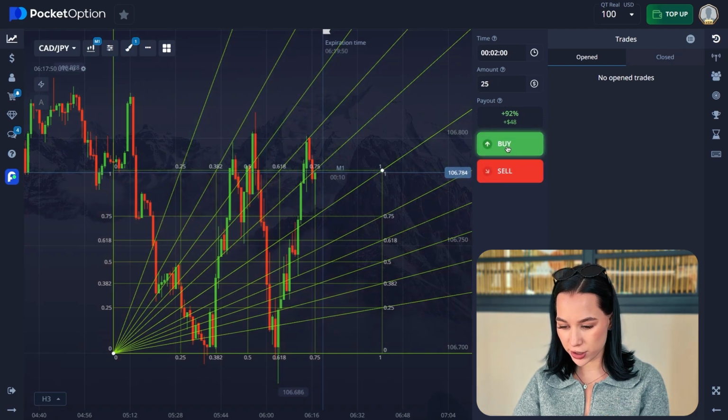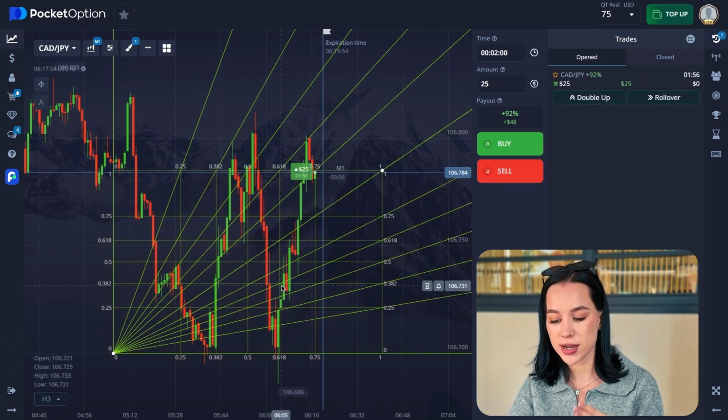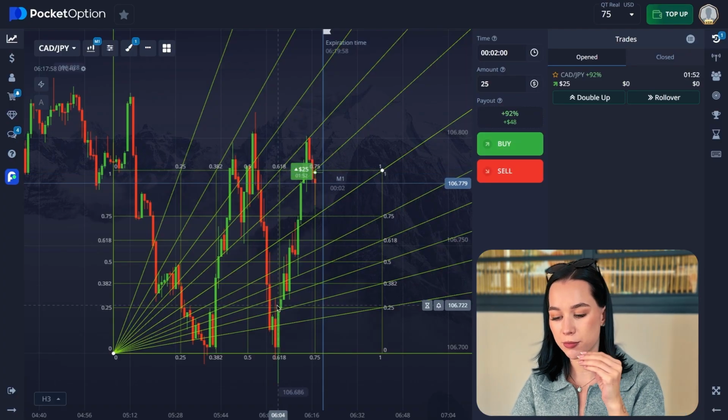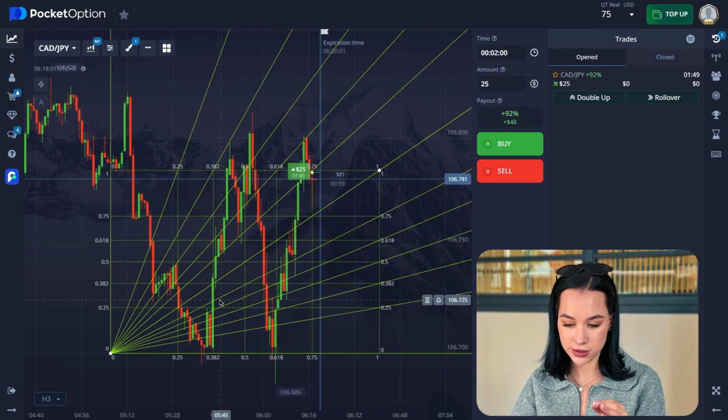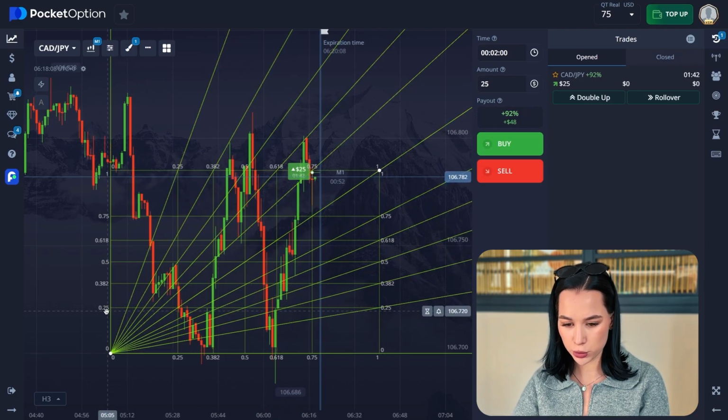So here we open a buy trade for 2 minutes. So guys, why do we open a trade up here? Because we can see that our price achieved one of the diagonal lines and started going up from this level. But you can see that here are also some horizontal lines with some numbers. So let's talk about what that is.